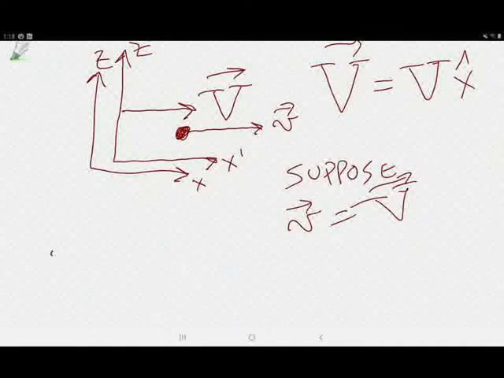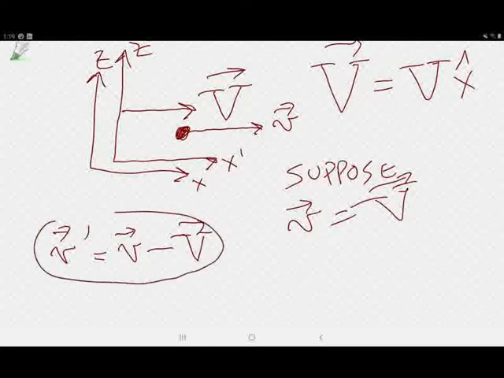What I can say is that v vector prime, and what I mean by that is the velocity as measured in the primed frame, is equal to the velocity as measured in the unprimed frame minus the relative velocity of the two frames. That's not all that fancy. If you think about it in one dimension, it's just relative velocity, right? I'm subtracting off the velocities of each other. So this equation here is a general equation that always works.